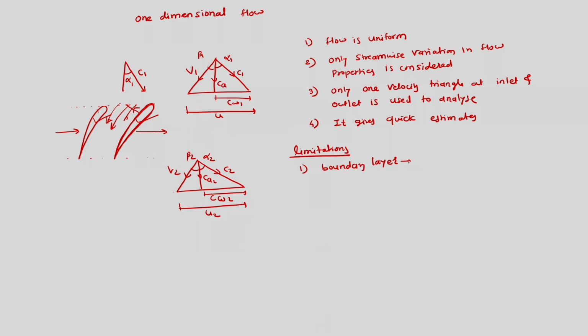So boundary layer, vortices, and separation would exist for flow over a blade.